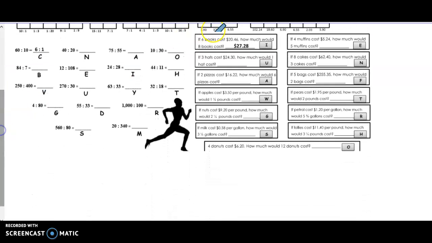If 6 books cost $20.46, how much would 8 books cost? All right, now I could set up a proportion, or you can actually set up a couple of proportions. We could do 6 books cost $20.46. Now, guys, I need to know what 8 books cost.